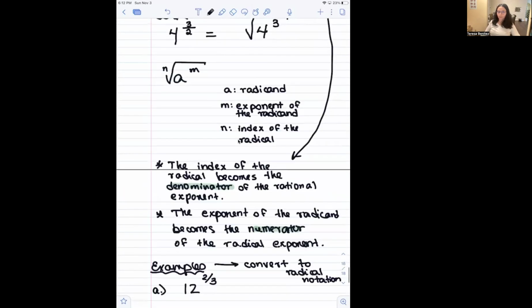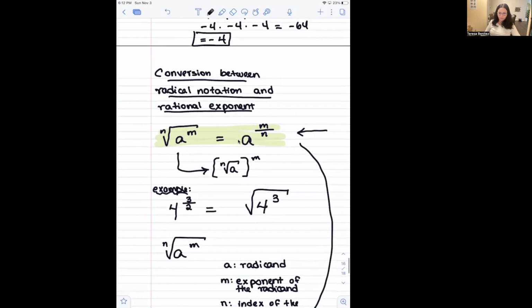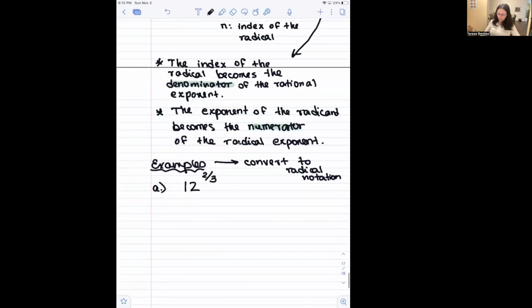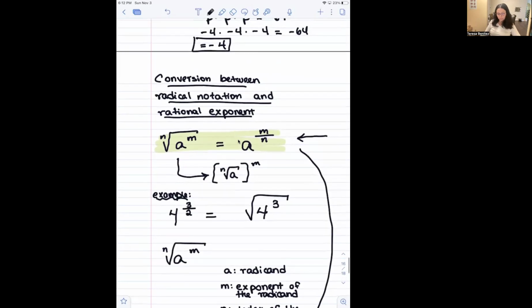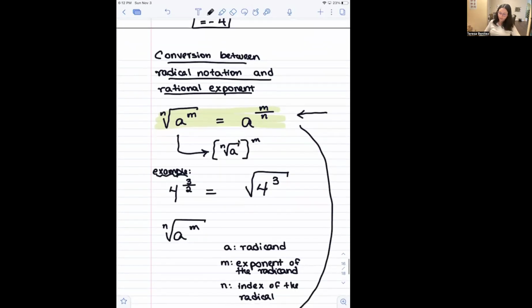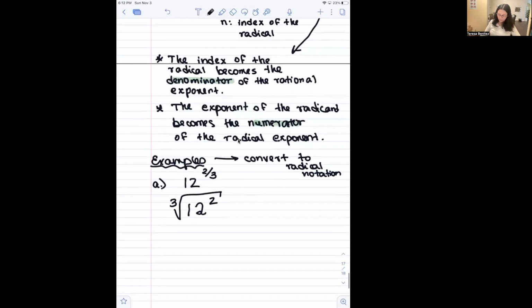We're going to use that A to the power of m divided by n. I'm going to apply it to this. So A is 12, that's great. A is 12. And then M is 2 and N is 3. Great. So I could do something like this. Okay, 12 to the power of 2, and that is finding the cube root of that.